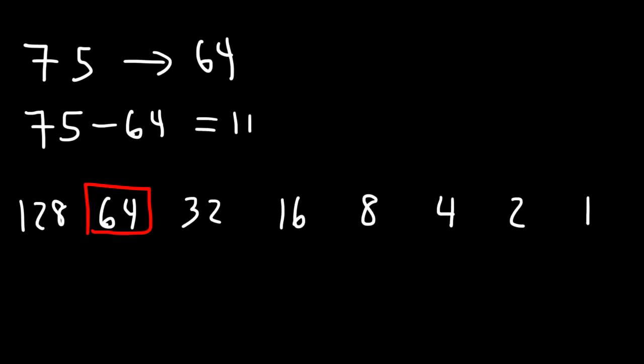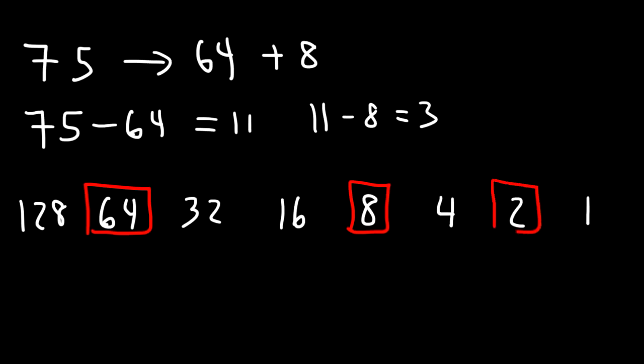Now the highest number that's under 11 is 8. 16 exceeds 11, so we can't use that. So let's put an 8 here. And then let's subtract 11 by 8. 11 minus 8 is 3. And so the next highest number just under 3 is 2. And so let's put a 2 here. And then 3 minus 2 is 1. And so the next highest number is a 1, and we could stop here.